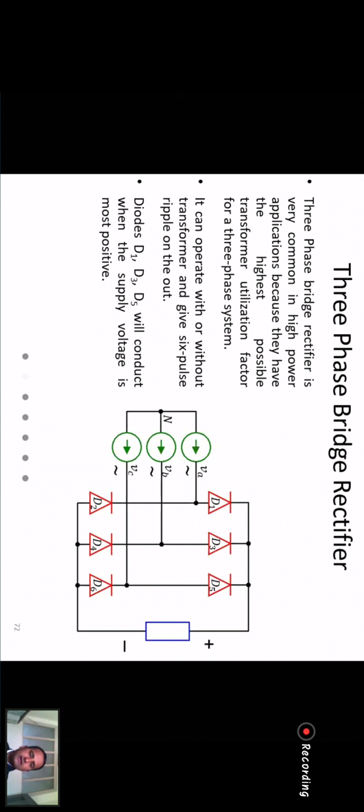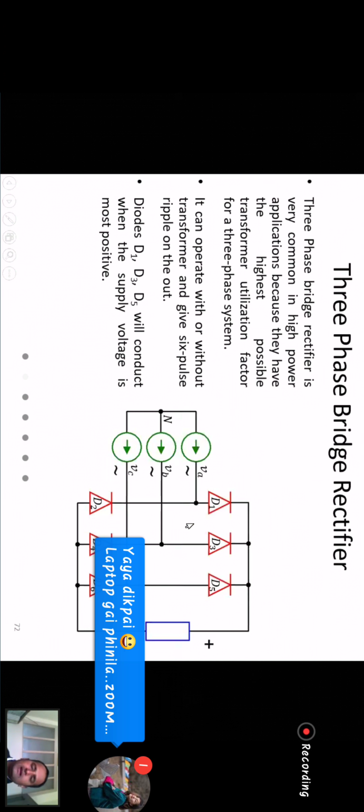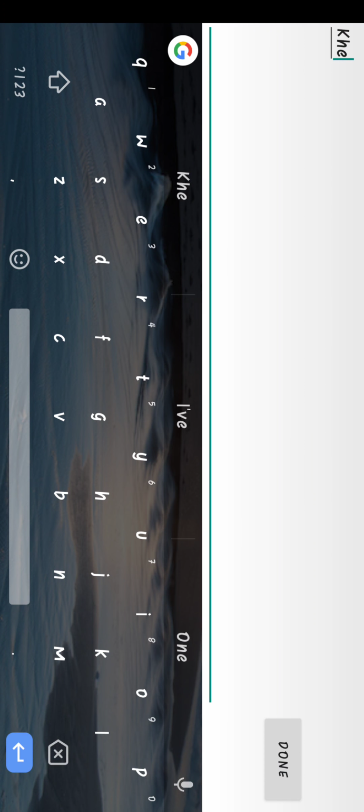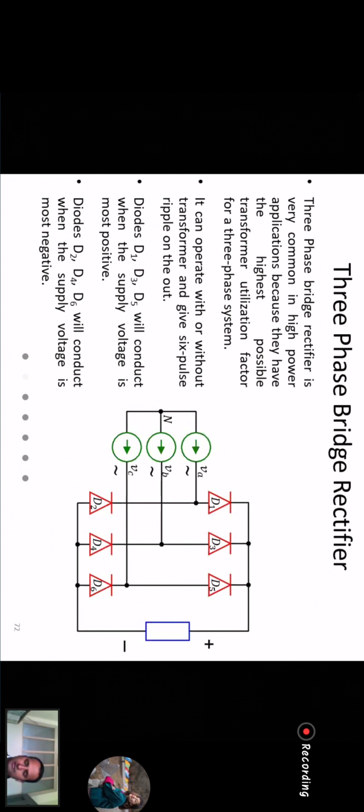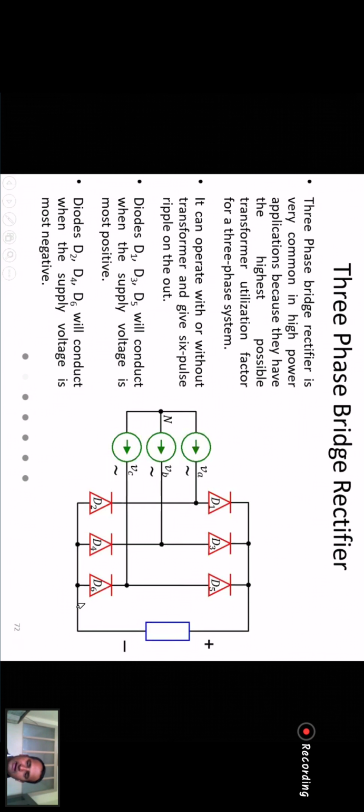Diodes D1, D3, and D5 will conduct when the supply voltage is most positive. In this case, D1, D3, and D5 are connected together, meaning the cathodes are connected together. D2, D4, and D6 will conduct when the supply voltage is most negative.